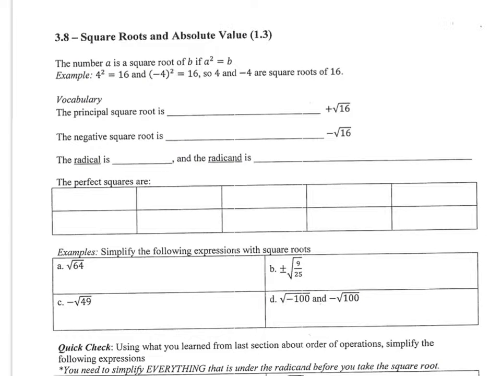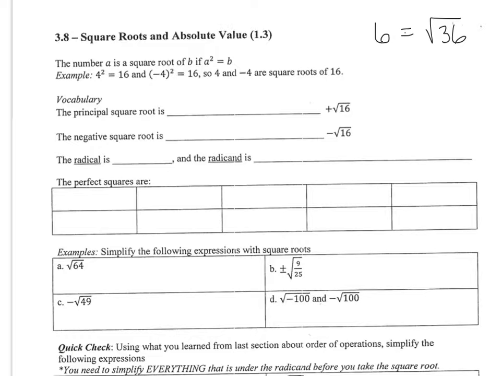A number a is the square root of b if a squared is equal to b. So if we have 6, 6 is the square root of 36 because 6 times 6 is 36. That's kind of what the rule is reading. And then for example, 4 squared is 16 and negative 4 squared is 16, so 4 and negative 4 are square roots of 16.